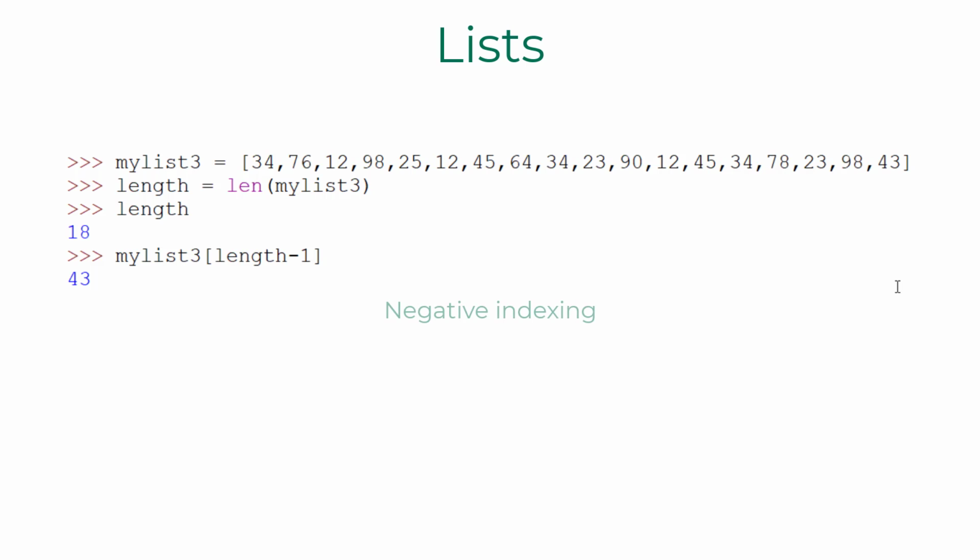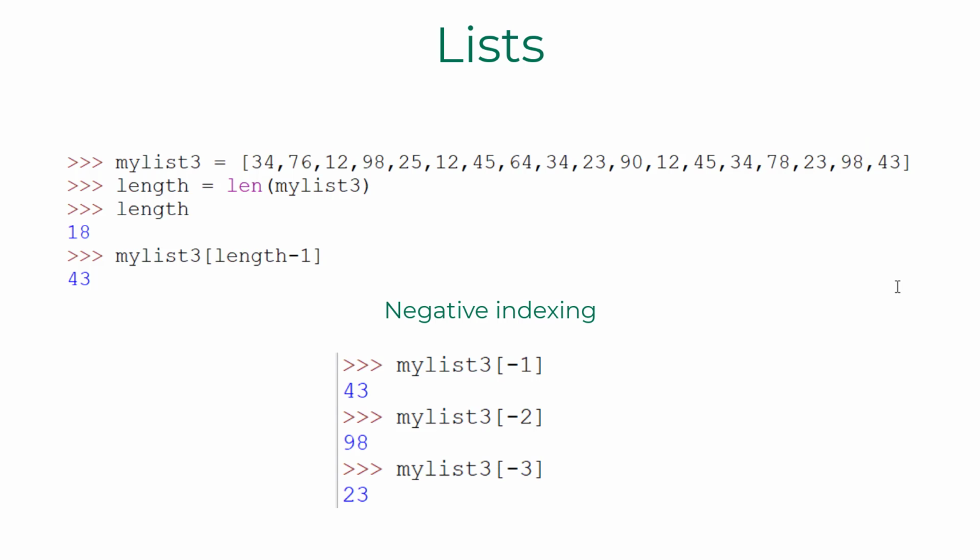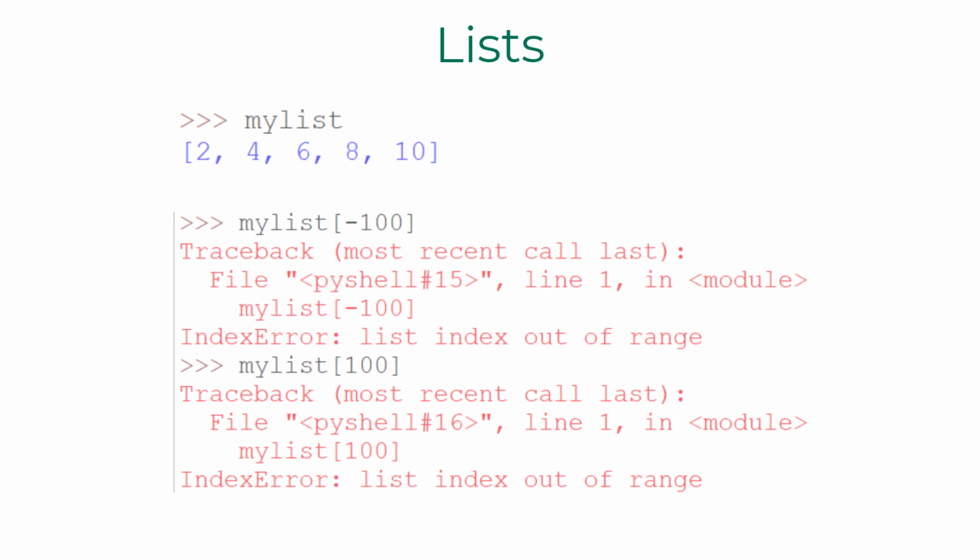To make your life easy, Python uses negative indexing as well. If you would like to access the last element of the list, you can access it using the index -1. Can you guess what element index -2 would access? You may have guessed it right. It accesses the element that comes right before the last element, and so on and so forth. If you try accessing elements from invalid indexes, Python would throw an index error exception.